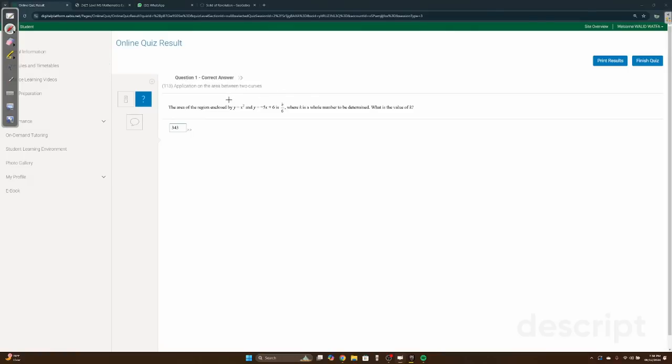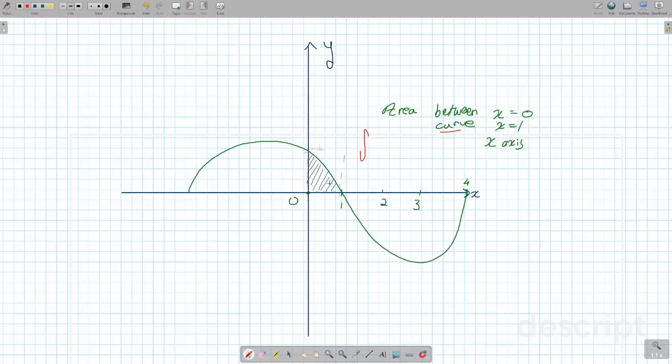Okay, the area of the region enclosed by x squared minus 5x plus 6 is k over 6. This is when I had the x-axis. Let's say I drew for you a line like this, and I want this area between the curve, the y-axis, and the curve at x equals 0 and the second point of intersection. Let's say you don't know these points of intersection. Between the curve, the x-axis, whatever. I'm going to want this region.